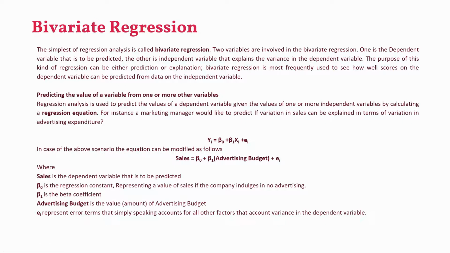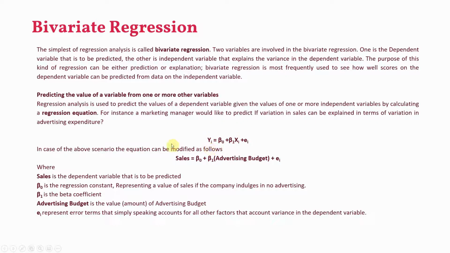Regression analysis is all about prediction of the dependent variable, given a set of independent variables or values in the independent variables. And this is done through a regression equation. For example, a marketing manager would like to predict if variation in sales can be explained in terms of variation in advertising expenditure. So how do we express this in the form of an equation? Here is the general format of the equation: y = b0 + b1x + error term.